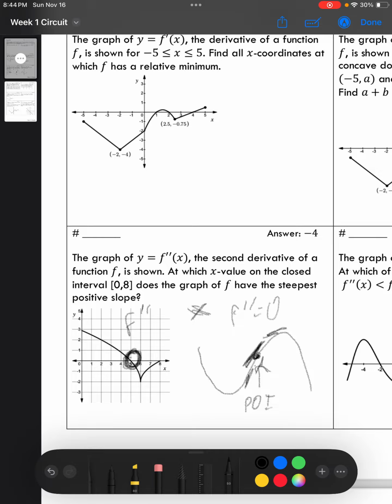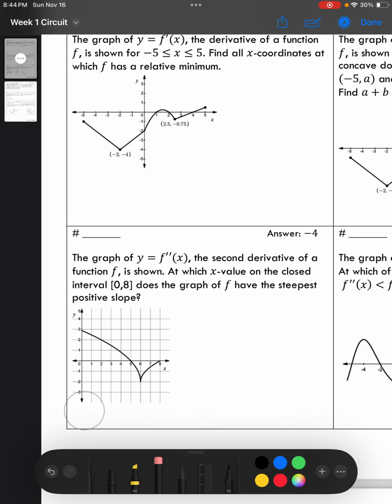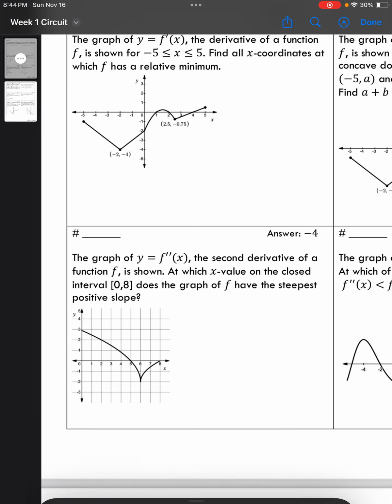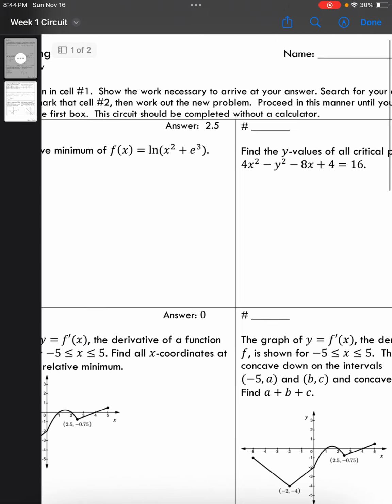Additionally, since it's the steepest positive slope, why aren't we considering x equals 8? Because steepest positive slope, if you look at this graph, can only go from concave down to concave up, right? You can't have up to down, because then that would be the steepest negative slope. So down to up, you would have x equals 5. So let's see which question has 5 as the answer.